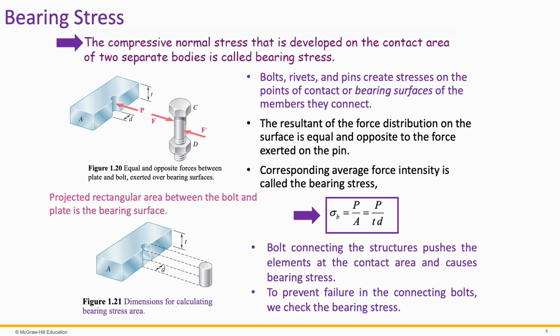So in summary, bearing stress occurs due to compressive contact forces between parts, and it is a compressive normal stress. We calculate it using the projected contact area between the bolt and the plate. It is essential to check bearing stress in design in order to prevent local deformation or failure in bolted joints.